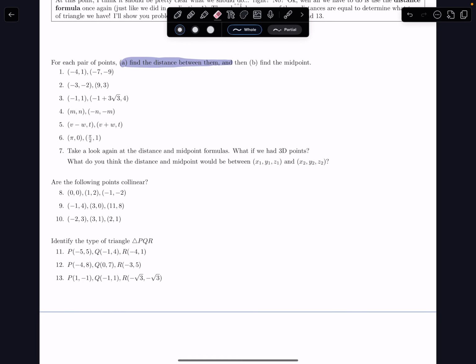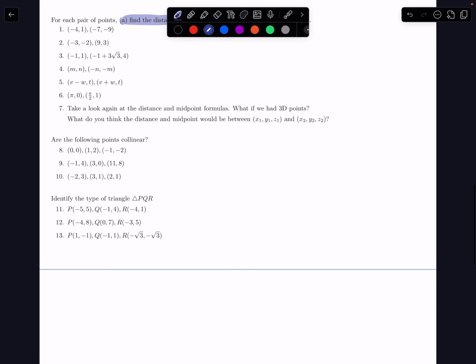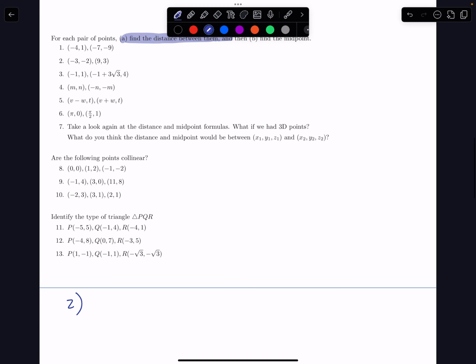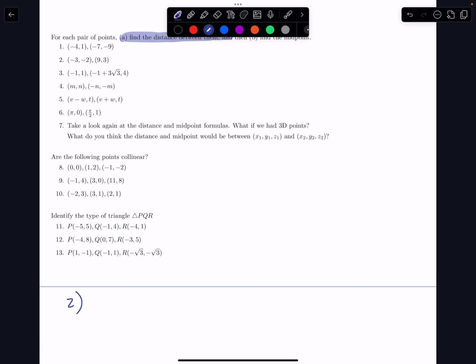Okay, guys, we're continuing on to the problems. Now, we already did one as an example. Now, number two. We're going to do part A, find the distance, and part B, find the midpoint. And this is going to become routine.